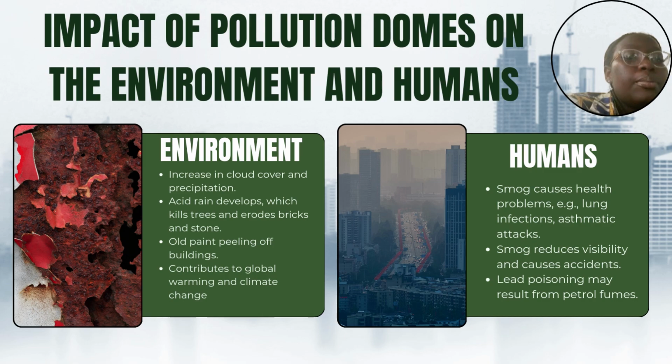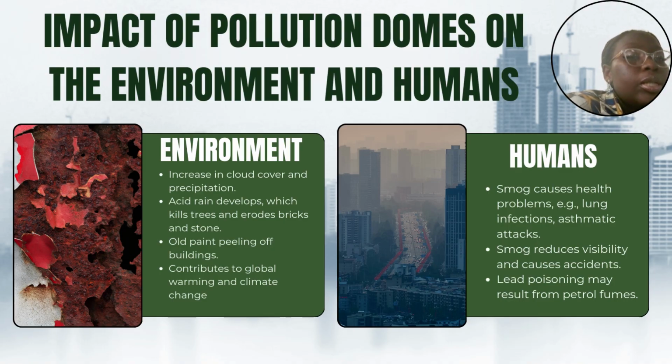So what do we do? What's the impact, rather? What is the impact of this pollution dome on the environment? It increases cloud cover and precipitation. Acid rain will develop and erode bricks and stones rather, and then the old buildings are coming apart. They contribute to global warming and climate change. In contrast, for humans, smog will cause things like health problems, lung infections, asthma attacks, the like. Smog reduces visibility and causes accidents, and then lead poisoning may result from petrol fumes.